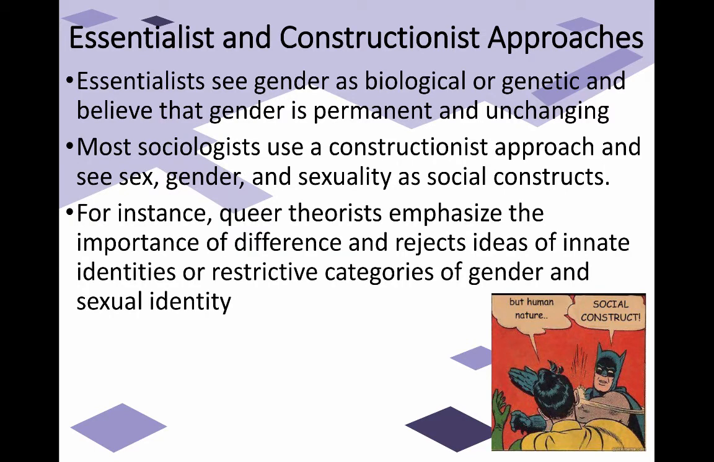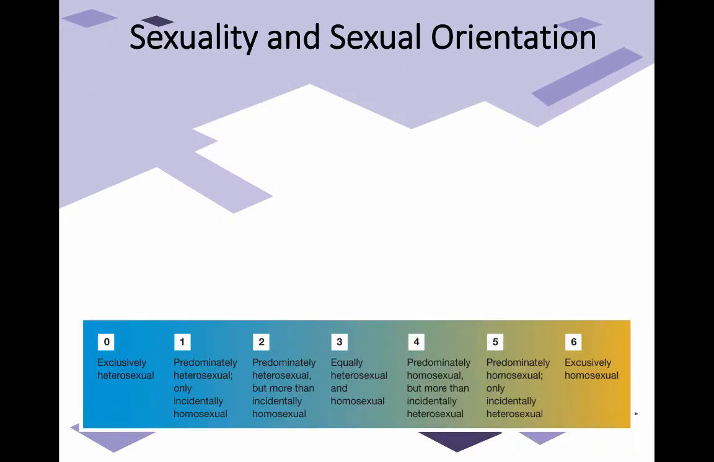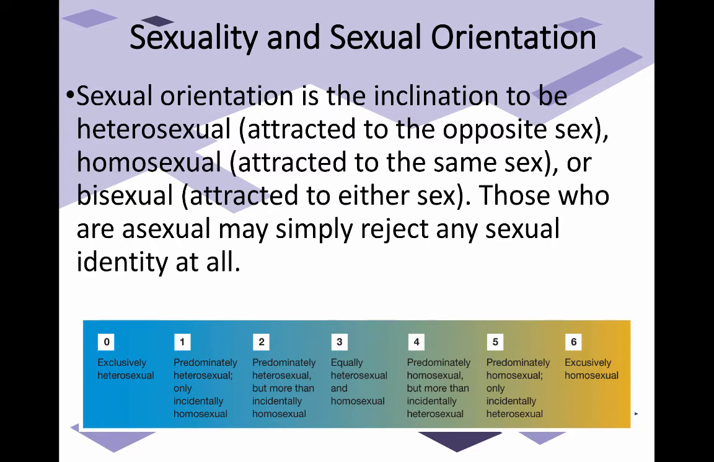So, for instance, queer theorists emphasize the importance of difference and reject ideas of innate identities or restrictive categories of gender and sexual identity. They say that even our understandings of sex are very socially constructed, right? Who's supposed to have sex with whom? What is supposed to be desirable? Those things are really dictated by your culture and your society. So, when it comes to sexuality, sexual orientation is the inclination to be heterosexual or homosexual or bisexual. Those who are asexual may simply reject any sexual identity at all.